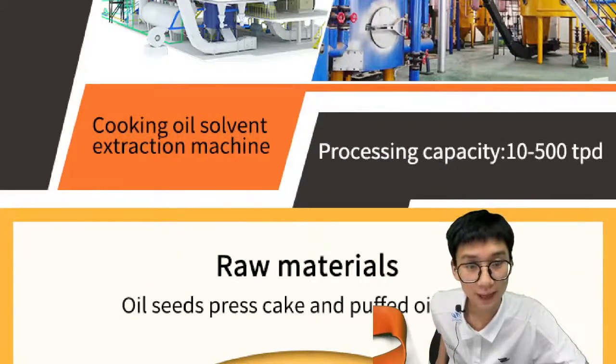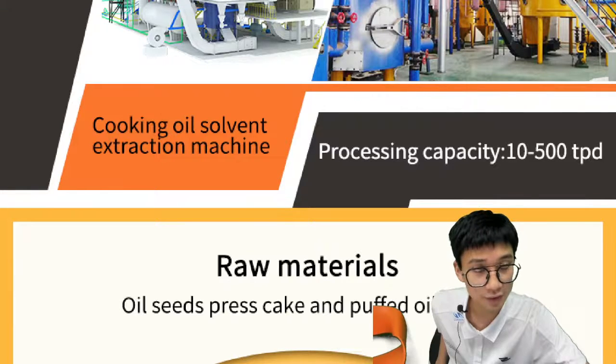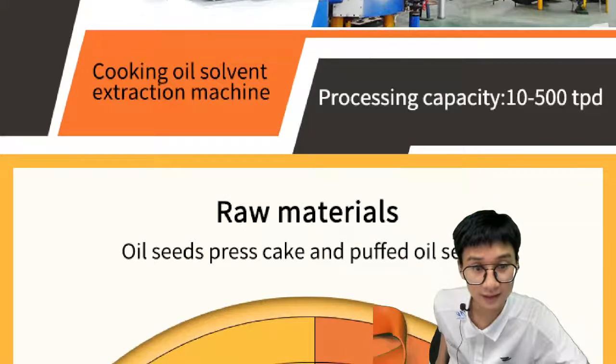And normally the capacity differs a lot. Normally it's about 10 tons per day to 500 tons per day. You all can use the solvent extraction way to obtain the crude oils. And the oil residue rate is really low. It is even lower than 1%.